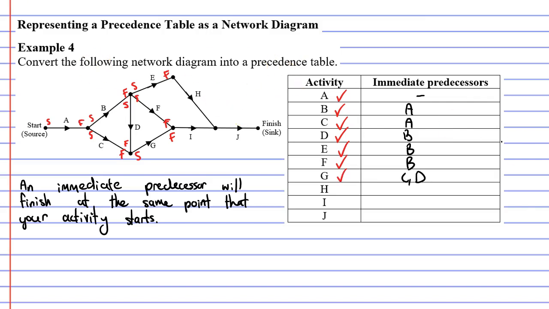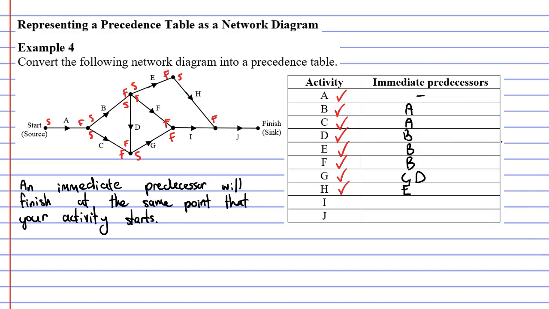Let's now look at activity H. We can see activity H starts at the left and finishes at the right. So S and F for start and finish. And we can see that activity H's starting vertex has another edge that finishes at this point, edge E. So that's our immediate predecessor for activity H.